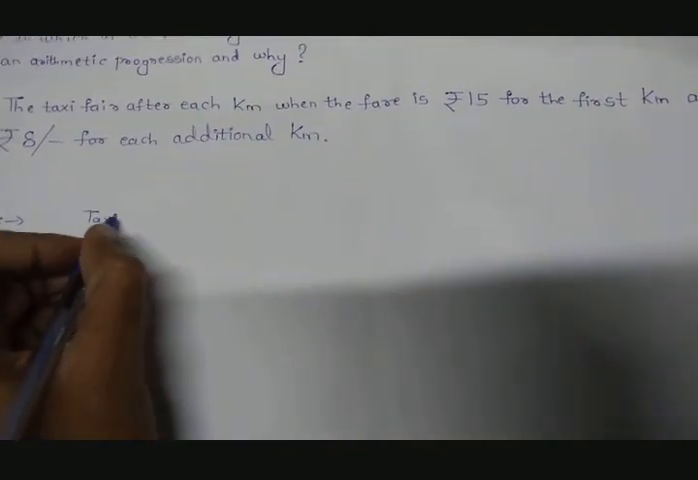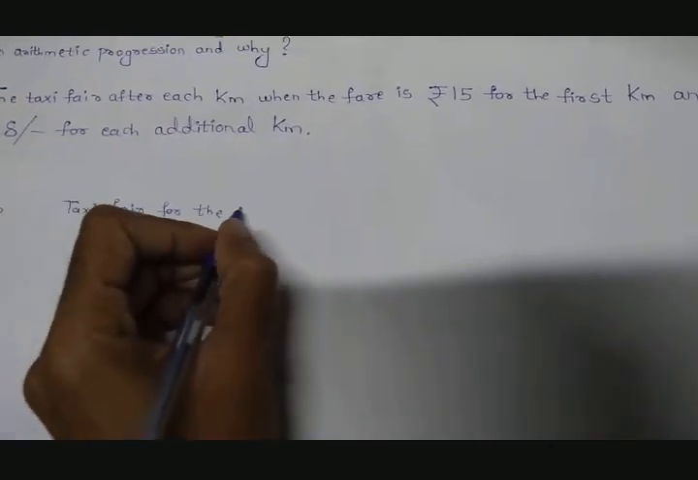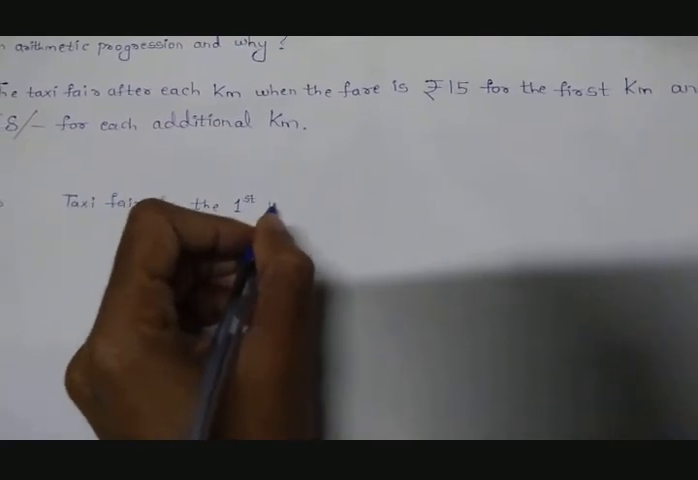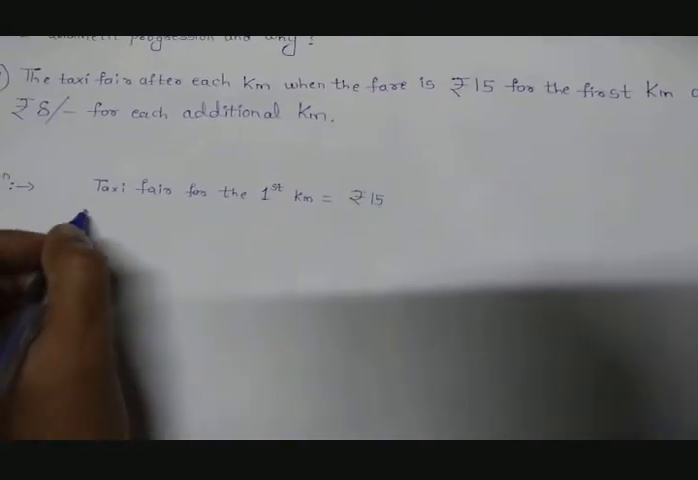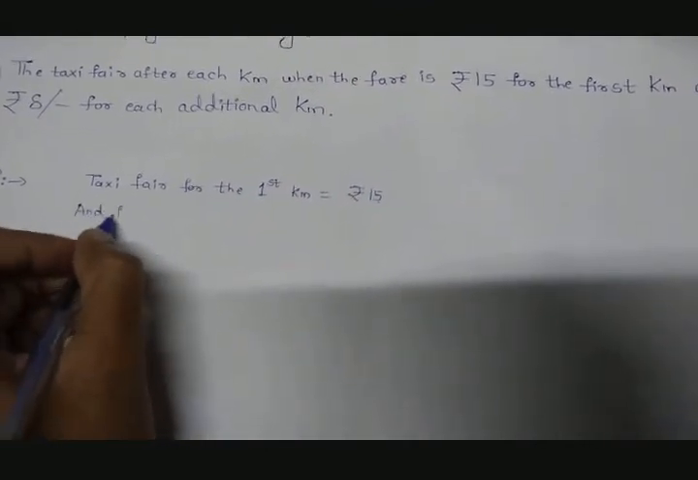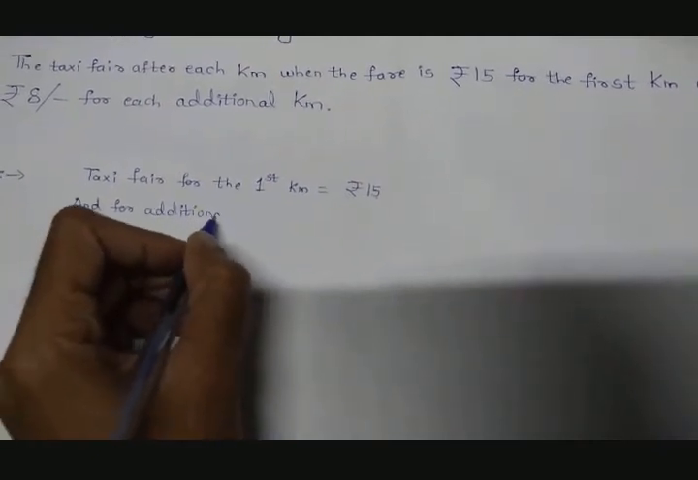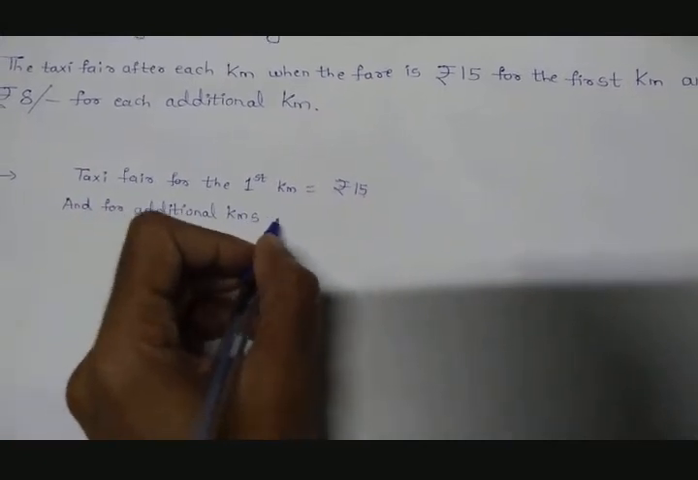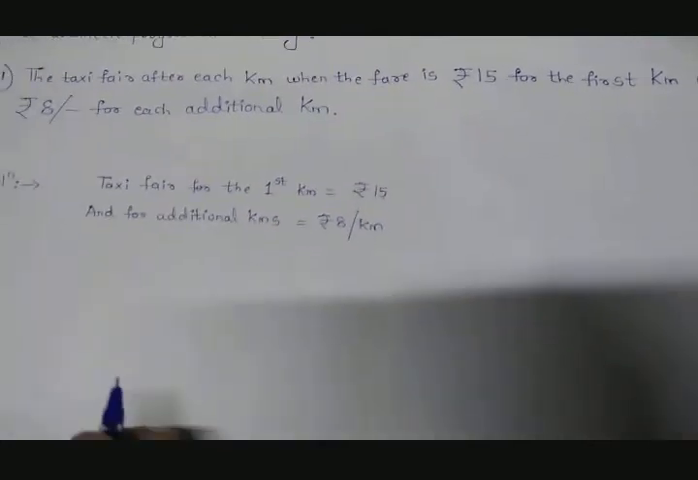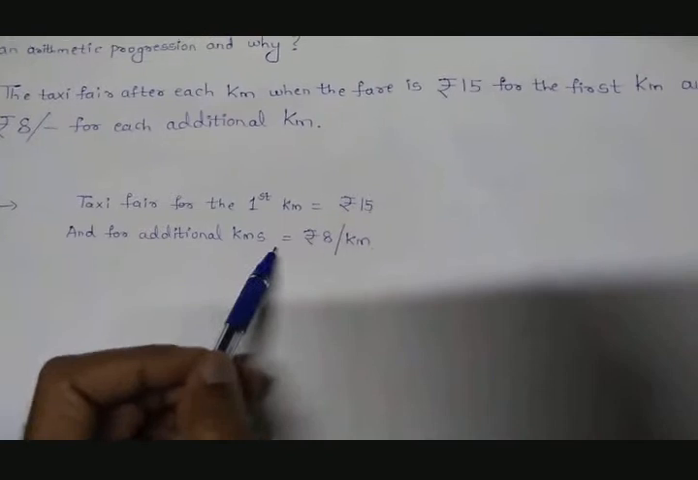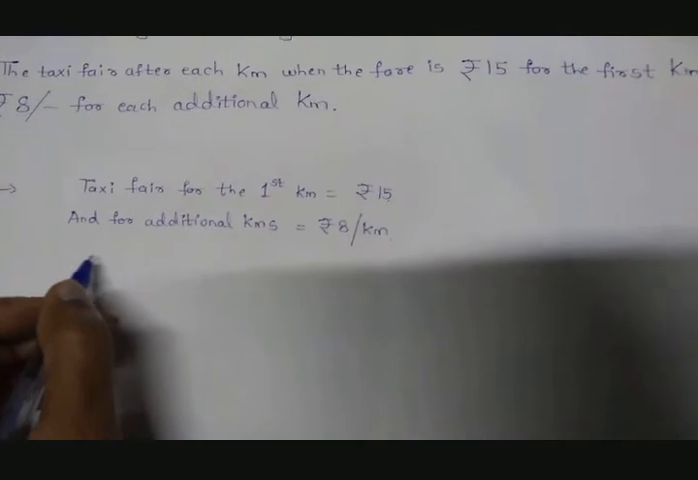So as they have given, the taxi fare for the first kilometer is nothing but rupees 15, and for additional kilometers the taxi fare is rupees 8 per kilometer. Okay, so now the data has been written in the mathematical form. Now we have to write it in a more simplified way.